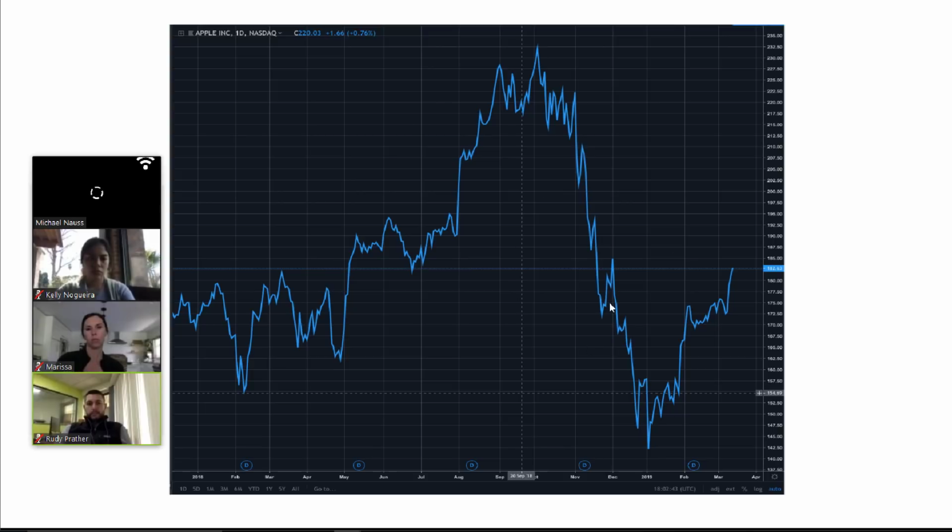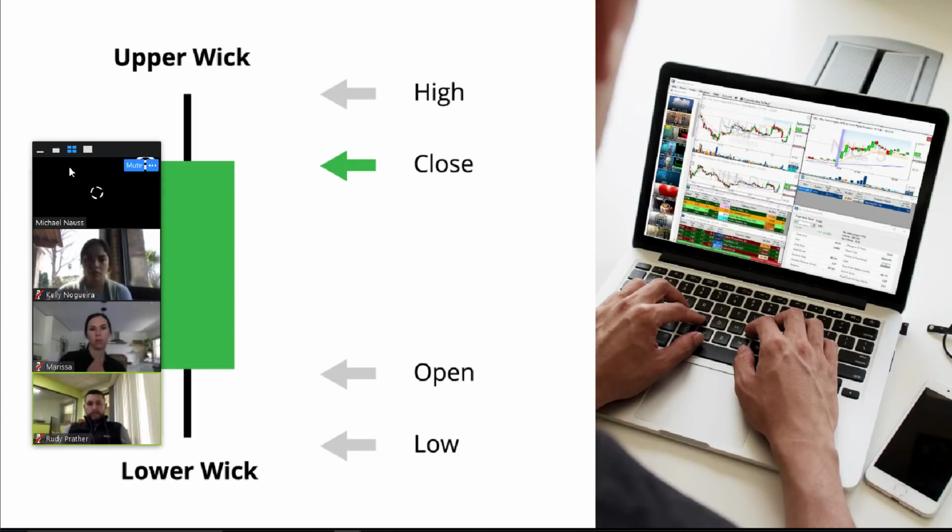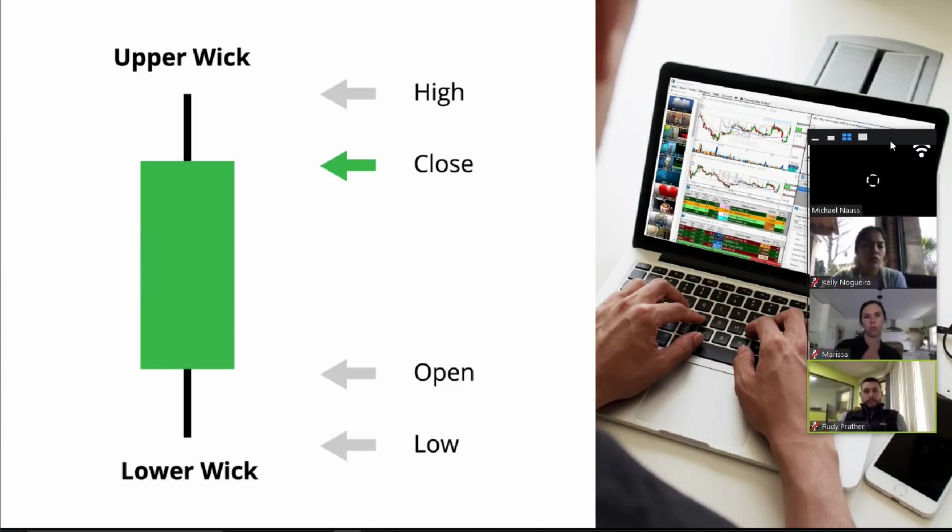So does this make sense to everybody? A simple point at the close of every day and then a line that just connects those points. That makes sense? So now we're going to get into the harder ones. So move us over here a little bit.